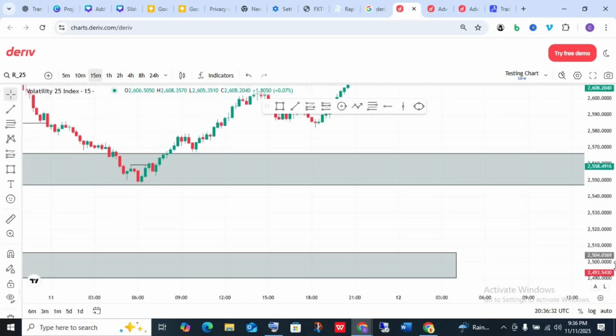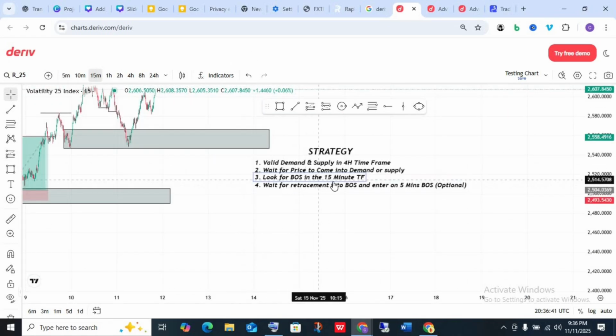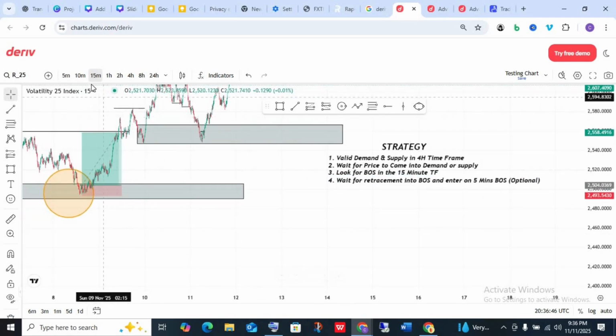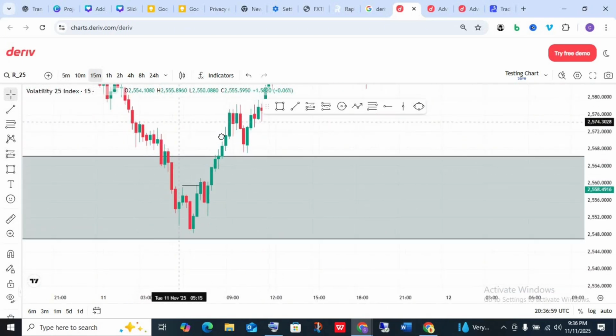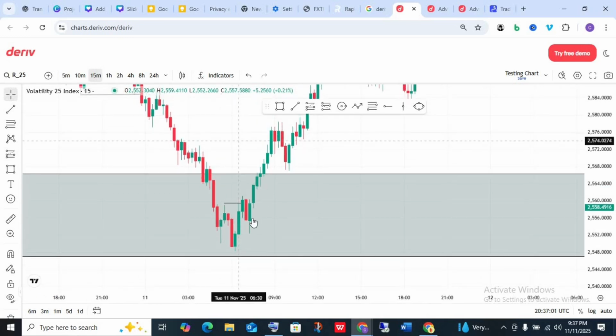Then remember the fourth option said sometimes I wait for a retracement into that break of structure and enter on the 5 minutes break of structure. So let's do it for this one. Now this one is optional. You don't have to do it. If you do it, you might miss a few trades. But then if you do it, you can have a higher RR.